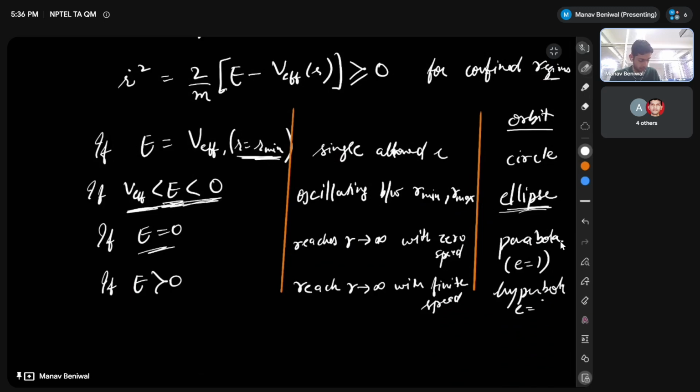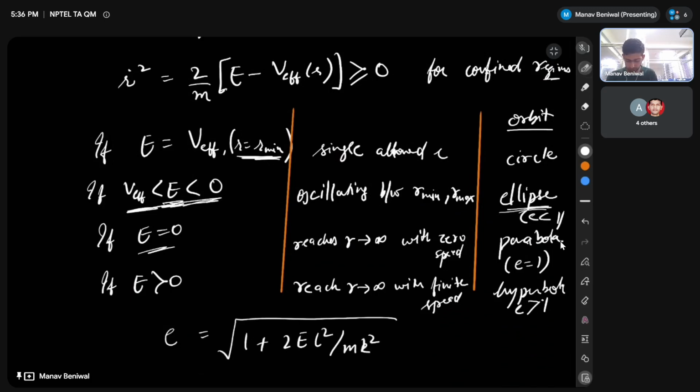Which is eccentricity e greater than 1, and this was e less than 1, right? And this e is nothing but the square root of 1 plus 2 E L squared over m k squared. Okay, and this comes from the conic sections, and you can see we had this equation earlier, right?